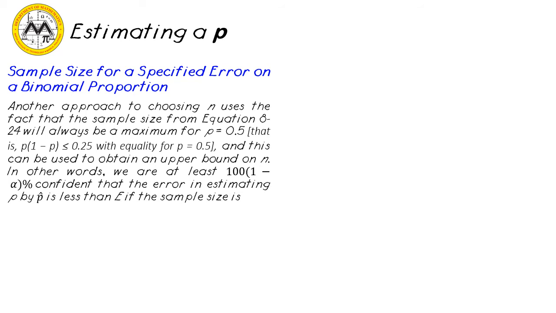Another approach in choosing n uses the fact that the sample size from the equation will always be a maximum at p equal to 0.5, and p times 1 minus p would be less than or equal to 0.25, with equality at p equal to 0.5. So the highest sample size occurs when the proportion is equal to 0.5. So when it is unbiased, that would be the largest sample that we can take. So if we are not given an initial proportion, if we are not going to assume proportions, we're going to use p times 1 minus p less than or equal to 0.25. So p times 1 minus p would now be 0.25.